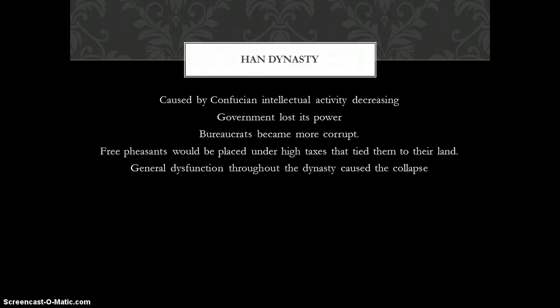Bureaucrats became more corrupt, so they weren't thinking about the empire as a whole. They were just thinking about themselves and making money and making their lives better. And free peasants were placed under high taxes that tied them to their land. So they couldn't really do much with their land without having to pay very high taxes, which basically means you can't sell off the land or make a profit or anything like that. It was very hard for middle class and lower class to make any progress. And just general dysfunction, really, that caused the entire dynasty to just collapse on itself.